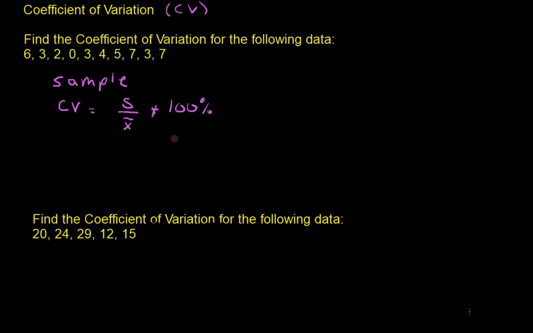So the coefficient of variation is describing the standard deviation relative to the mean. For a population, if you have all the data in the entire population, then you can calculate the coefficient of variation for a population. It'd be sigma, remember, sigma is the population standard deviation, divided by mu. Mu was the population mean, and then you'd multiply that by 100%.